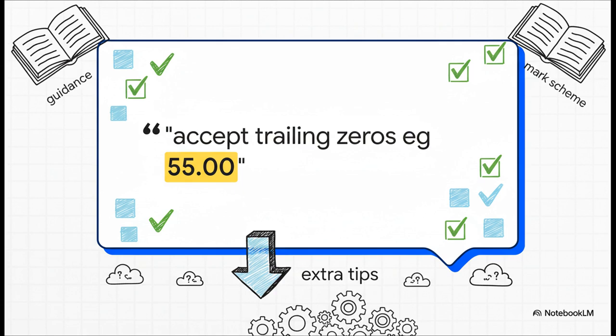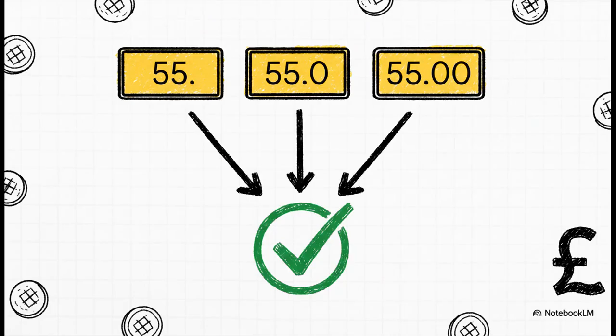This is like the extra notes for the examiners, and it clearly states they will accept trailing zeros. So what does that mean for you? Well, because the question involves money, it means that writing your answer as 55 or 55.0 or even 55.00 are all perfectly acceptable. Any of those on the answer line will get you that final A1 accuracy mark, as long as you showed a correct method first, of course.